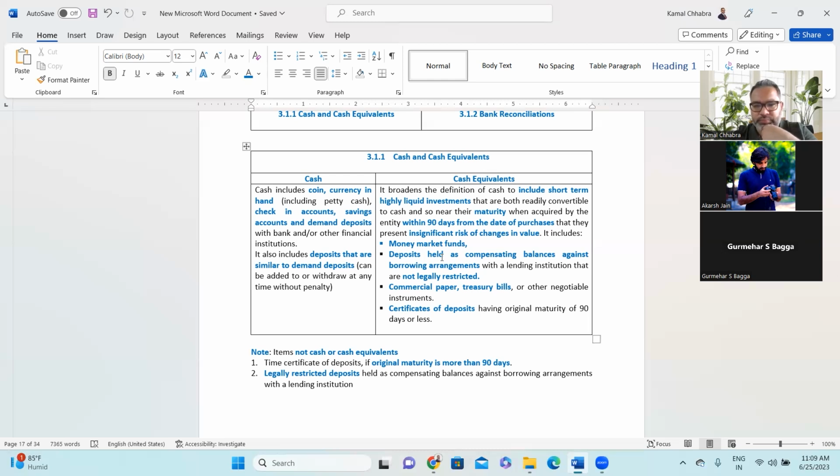Okay. And what is a money market fund? A money market fund is basically equivalent to cash.